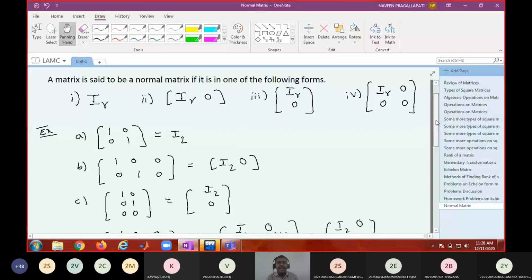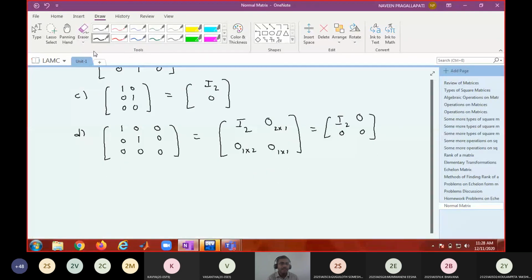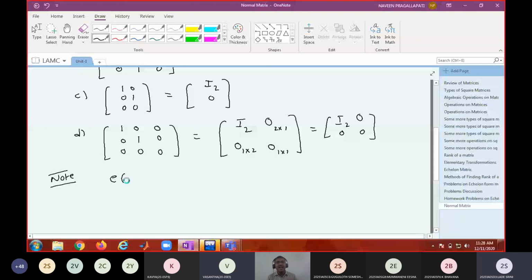So what will be the rank of the normal matrix? Number of non-zero rows, which is the order of the identity matrix.